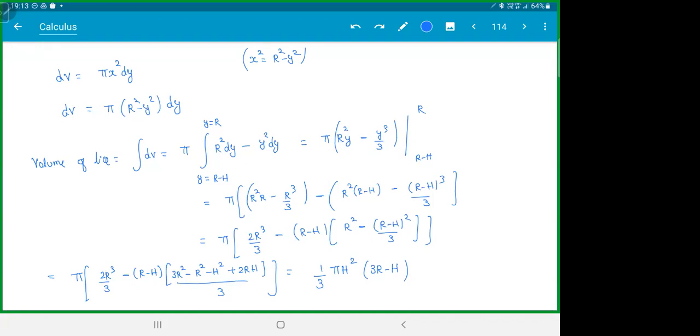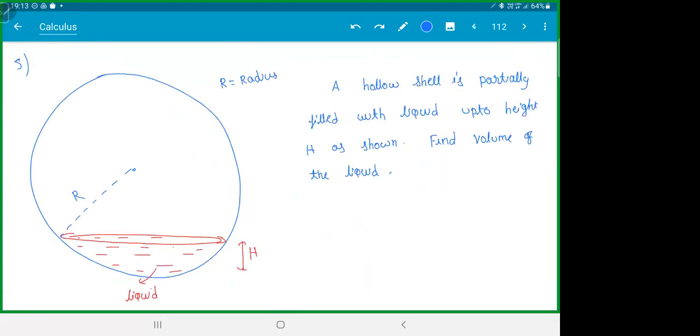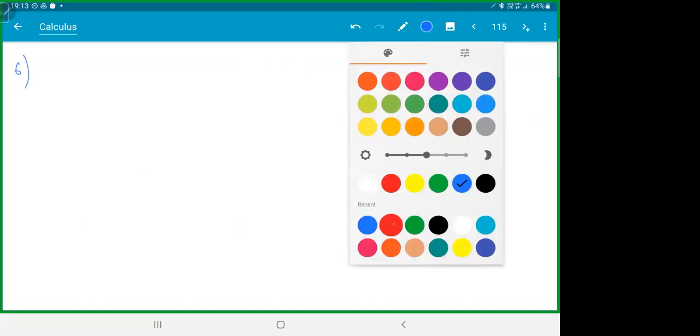Clear? Next one. So I'll write the result here: 1 by 3 pi h square into 3r minus h. Useful result. Next one is a pretty good one, right? This will come in at least 4 chapters.